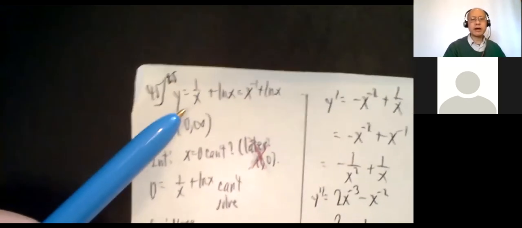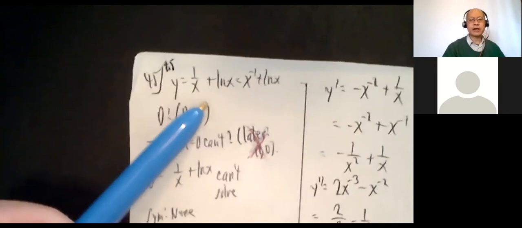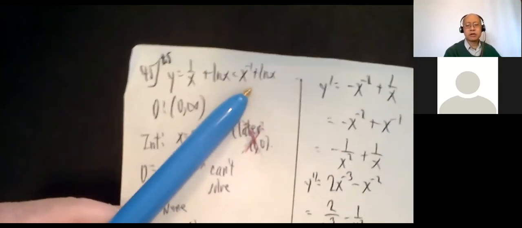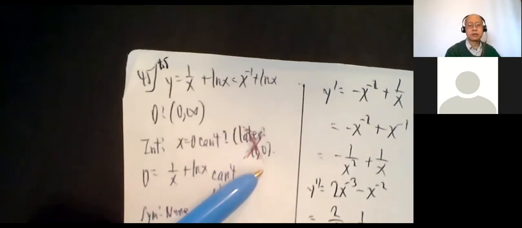And that's that. Okay. All right. The last one I was going to show you was 45. And we'll see how much time I have to do. All right. So y equals 1 over x plus natural log of x, which I can think of as x to the negative 1 plus natural log of x.